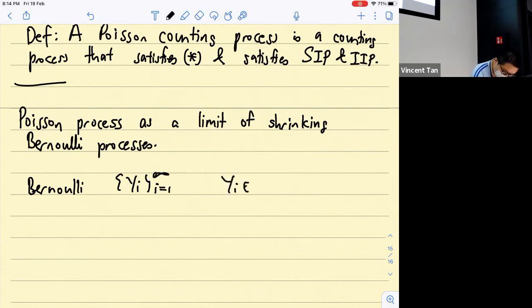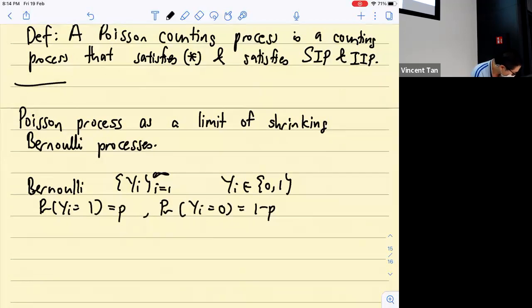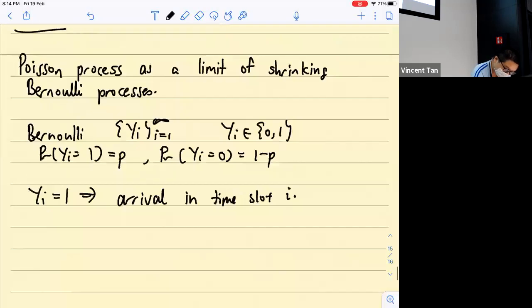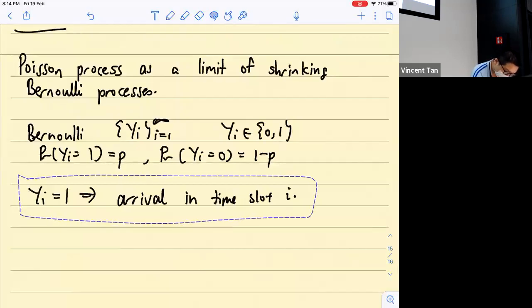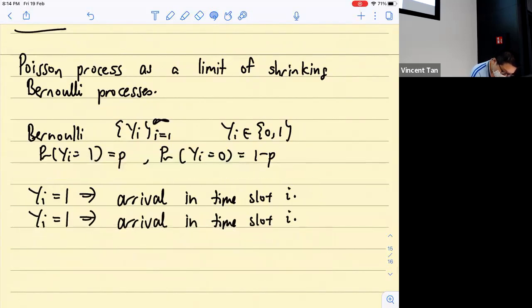Okay, so here all the yi's have alphabet 0, 1, and the probability that yi is equal to 1 is equal to p, and the probability that yi is equal to 0 is equal to 1 minus p. Some people call it q. Doesn't matter. And yi equals 1 signifies that there is an arrival in time slot i. And of course, if you have yi equals 0, then you don't have an arrival in time slot i. Okay, so hopefully this is clear. No arrival in time slot i. So this is nothing but a Bernoulli process.